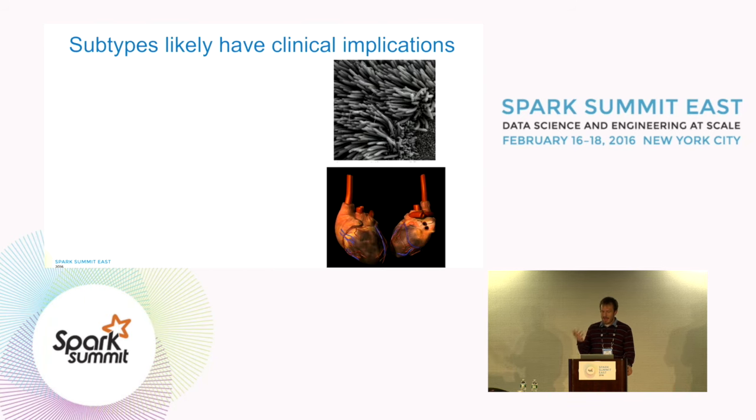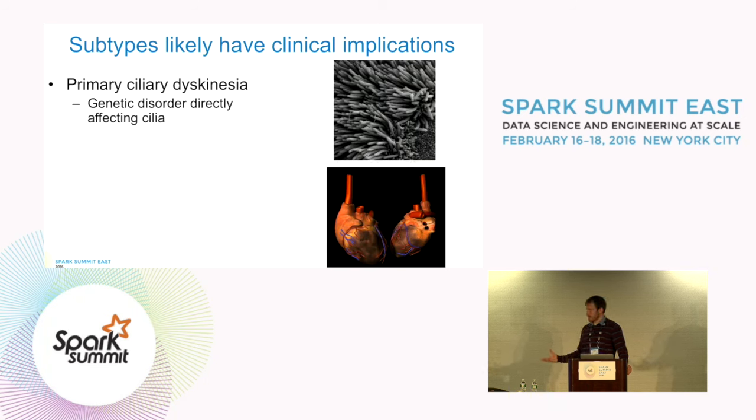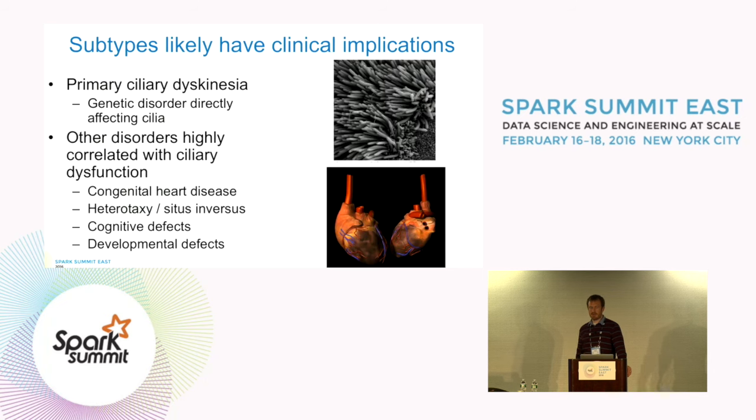And these subtypes have important clinical implications. The reason is that most of these motion subtypes can often be indicative of very specific ciliopathies or associated disorders. There's primary ciliary dyskinesia, which is kind of the big genetic disorder, a genetic mutation that directly affects the cilia themselves. And so that's kind of an outlier. But there are a lot of other disorders that are highly correlated with ciliary dysfunction that we're only just starting to scratch the surface of.